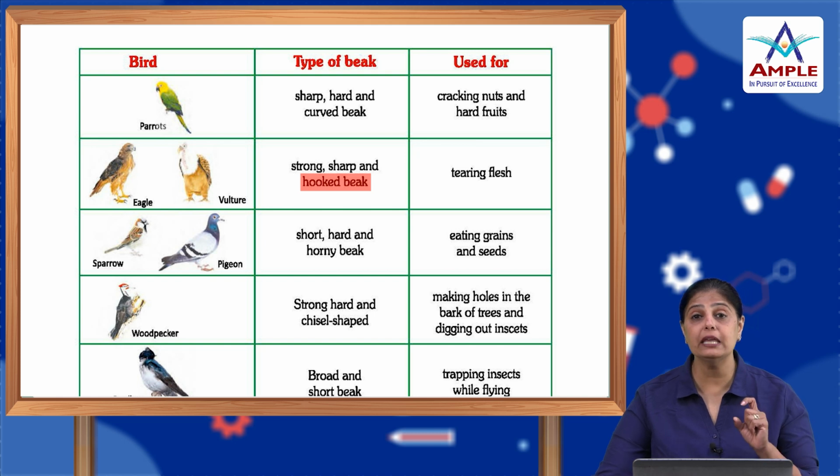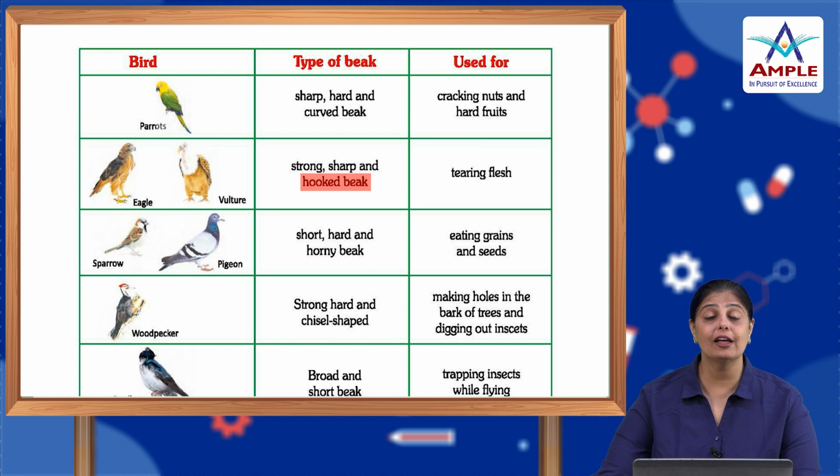Now the beaks of eagle and vulture, it is strong, sharp and hooked. The shape of the beak is like that of a hook, and it helps them to tear the flesh. Now sparrow and pigeon, they have short, hard and horny beak, which helps them to eat grains and seeds.